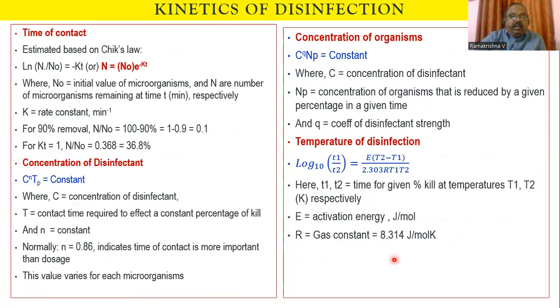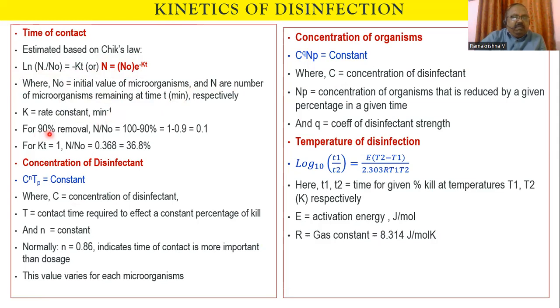Now let us see the kinetics, how with respect to time and temperature this disinfection process is going to change. The time of contact is the most important thing; every time we are talking about 10 to 20 minutes, etc. This is estimated based on Chick's law. It says that ln(N/N0) = -kt, or N = N0 e^(-kt), where N0 is the initial number of microorganisms, N is the number of microorganisms remaining at time t minutes, k is the rate constant per minute, and t is the time of contact.